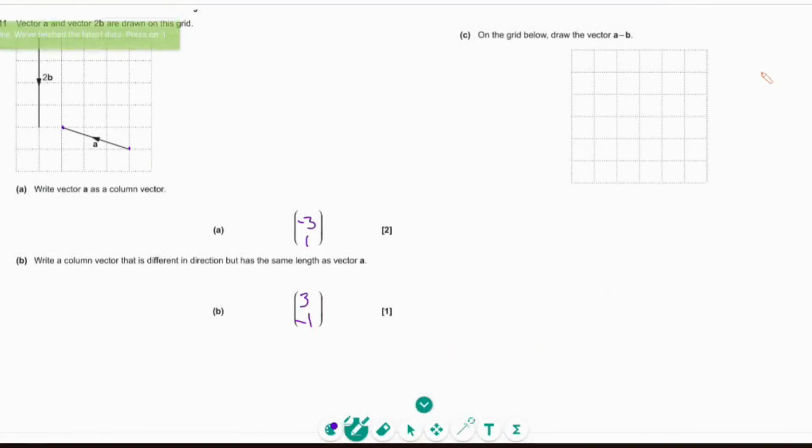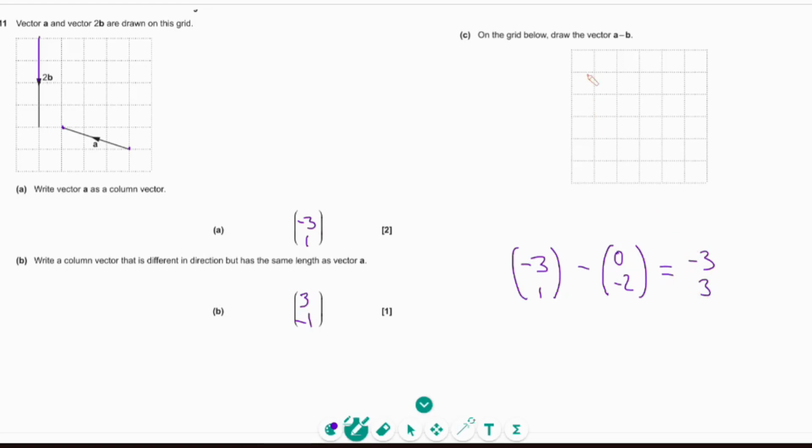On the grid below, draw the vector A minus 2B. Sorry, A minus B. So A is -3, 1. And we're subtracting B. What's the column vector for B? Well, if 2B is this whole line here, B would be half of this line, so from here to here. So it'd be 0, -2. -3, take away 0 is -3. 1 minus -2 is 3.